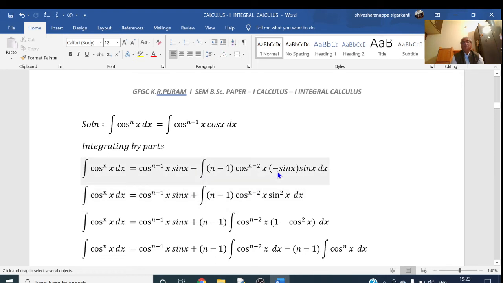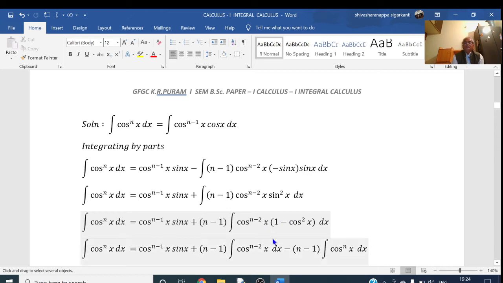This minus into minus becomes plus, under integral sign n minus 1 cos x to the power of n minus 2 into sin x times sin x, which is sin square x. Next, I will write this sin square x as 1 minus cos square x. I keep the first term as it is, plus, and I am writing this outside here. Then we write cos x to the power of n minus 2 into 1 minus cos square x.